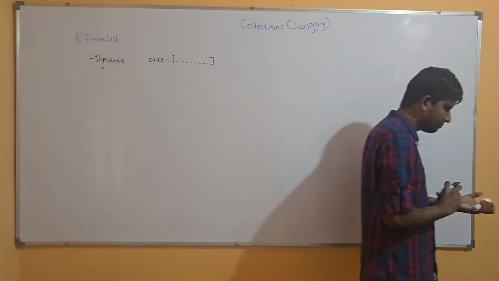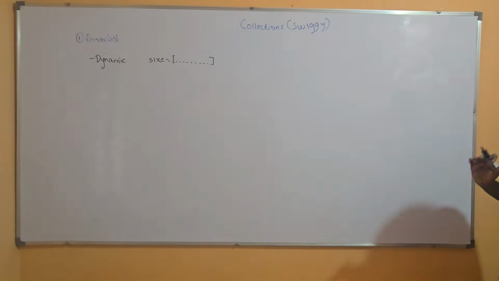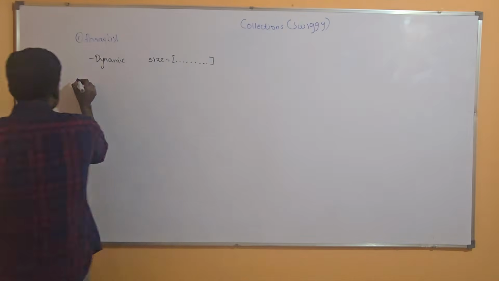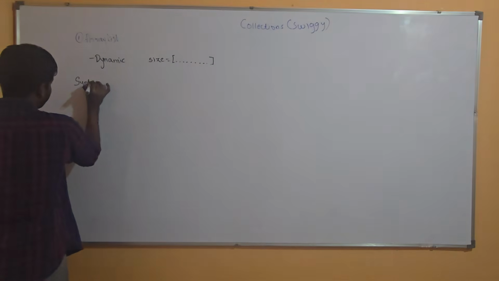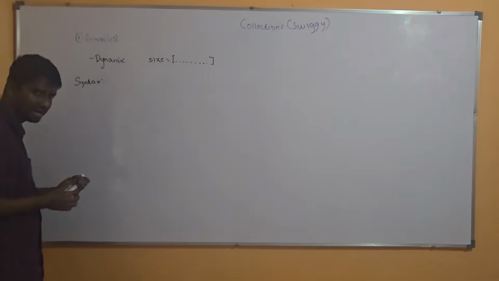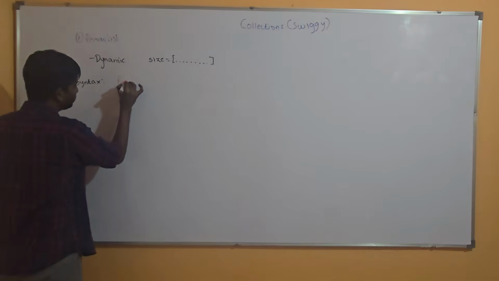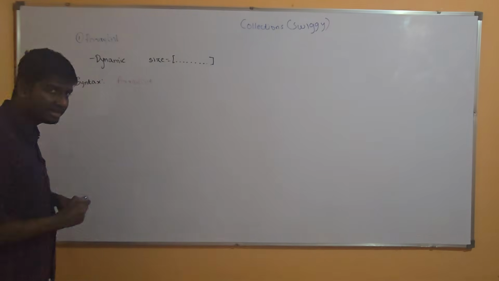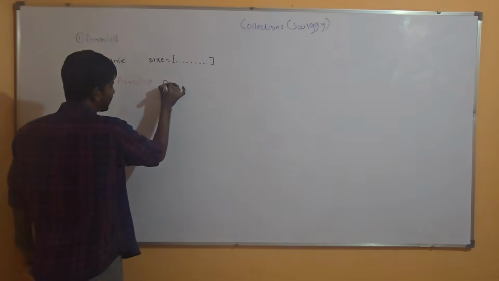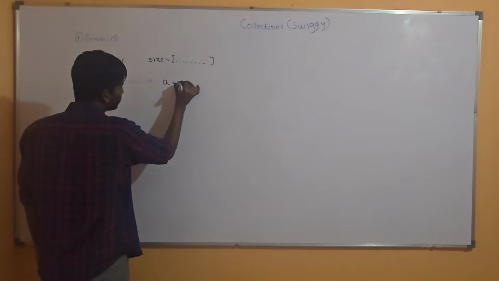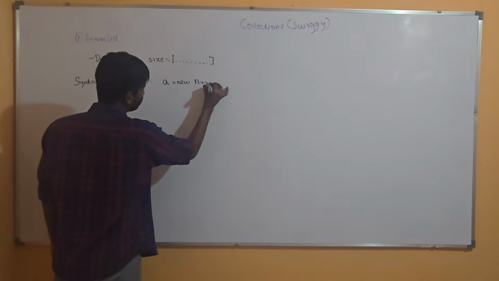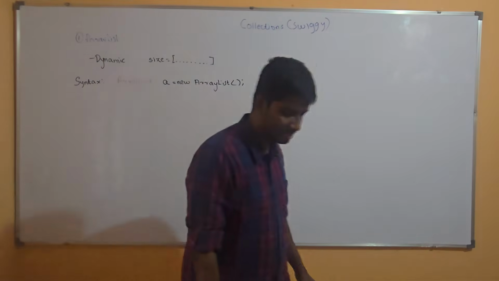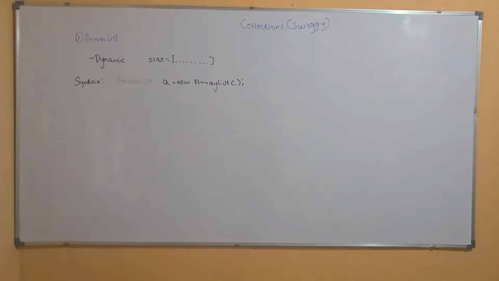Just like your array, we have something called ArrayList. The size will keep on increasing, the size will keep on decreasing as per my need. The syntax for creating the array list goes like this. ArrayList, then you have to tell the name of the array list. Let me say A. ArrayList A is equals to new ArrayList. When you give this method, an array list will be created.